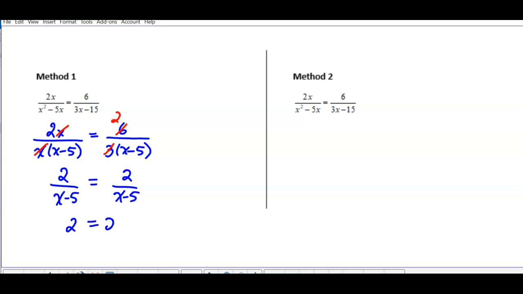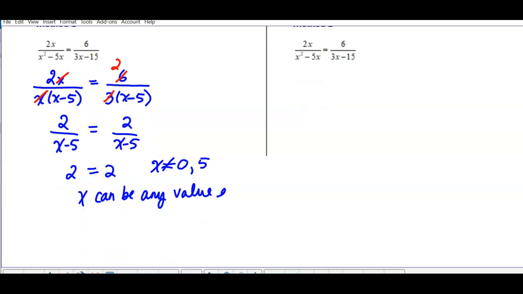So 2 is equal to 2. Right? Doesn't matter what x is. So x can be anything, except for the non-permissible values. It can be any real number, except for, go back to your factored form here, before you divided anything out. Can't be 0, and it can't be 5. So it can be any value except 0 and 5.